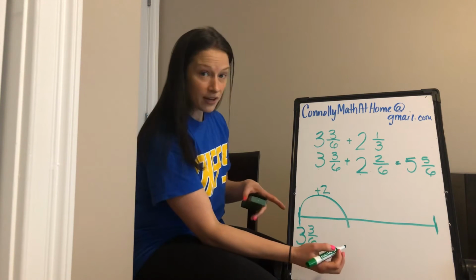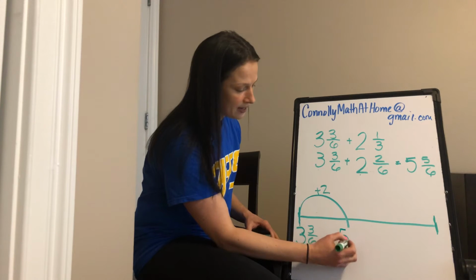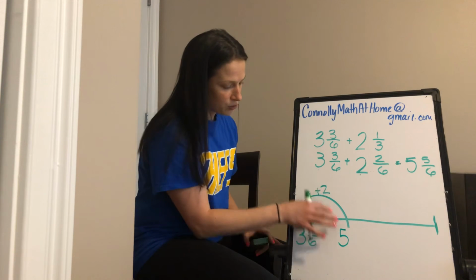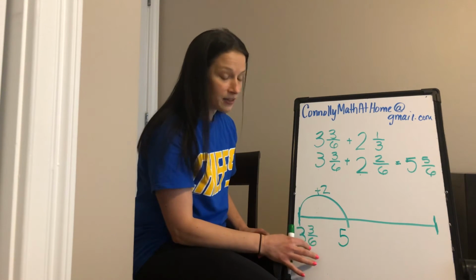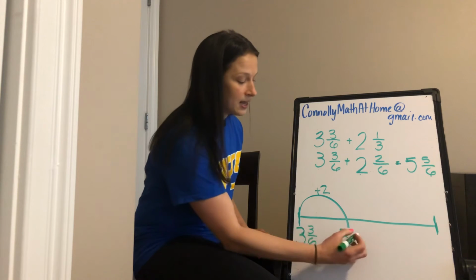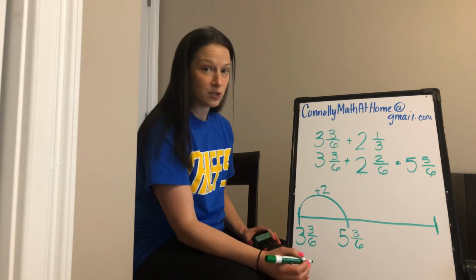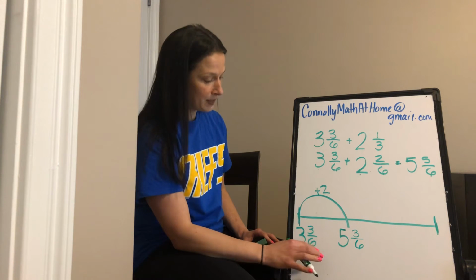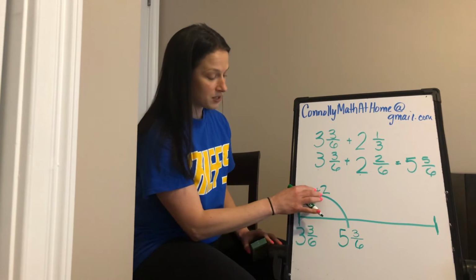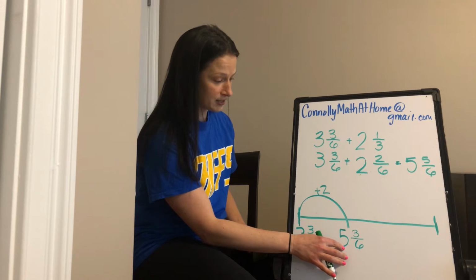And a lot of kids know this. When you add 3 plus 2, you would get 5. And nothing changes with the 3/6. It's just like whole numbers when we add a group of 10. The 10's place is going to change, but the 1's place is going to stay the same. So 3 and 3/6 plus 2 is 5 and 3/6.